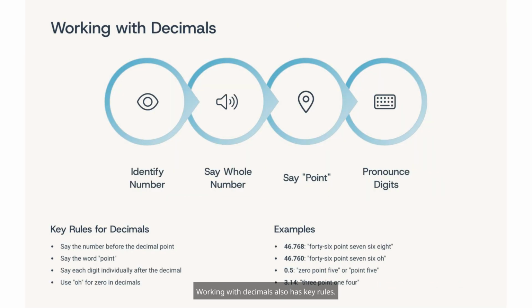Working with decimals also has key rules. You should say the number before the decimal point, then say the word point. After the decimal point, you say each digit individually. You can also use O for a 0 in a decimal. For example, 46.768 is 46.768, while 46.760 is 46.760. You can say 0.5 as either 0.5 or simply 0.5.